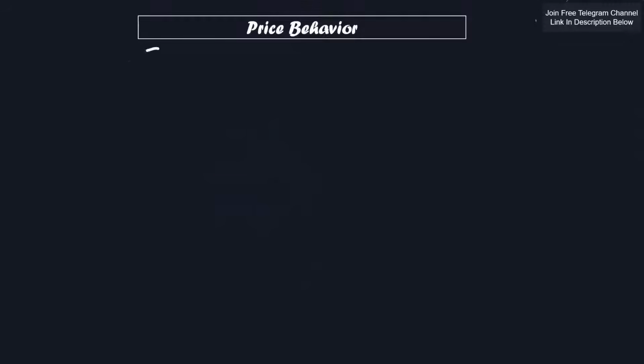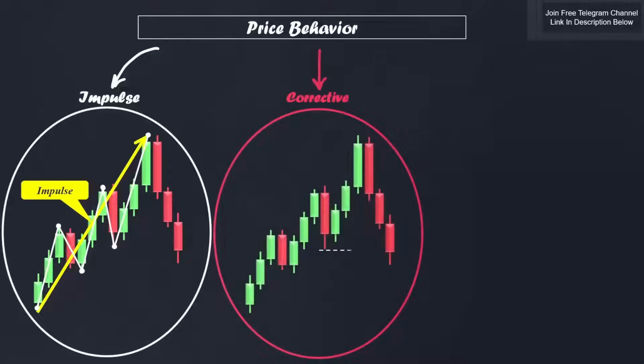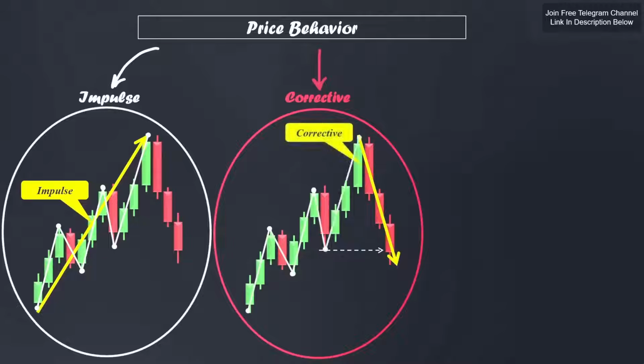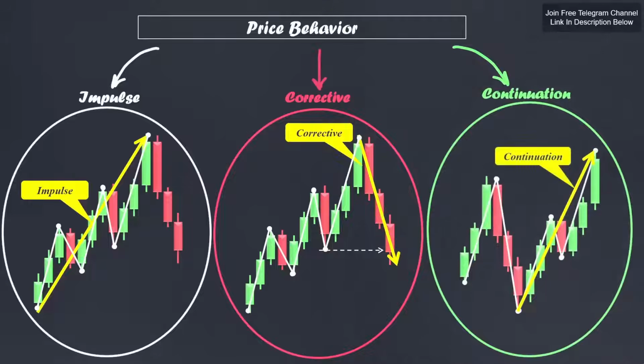Price moves in three ways. Impulse, which is a strong move. Correction, which is a small pullback. And continuation, where trend gets back to its original direction. Think of it like walking your dog. You walk fast, you slow down, you keep walking again in the same direction.